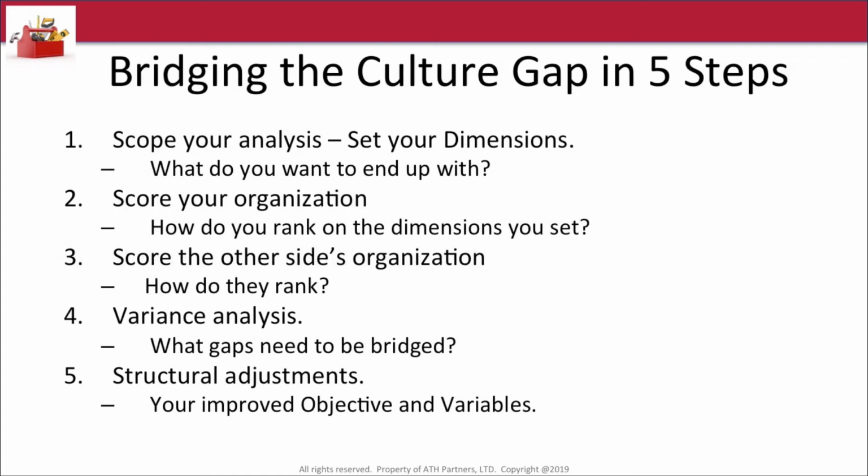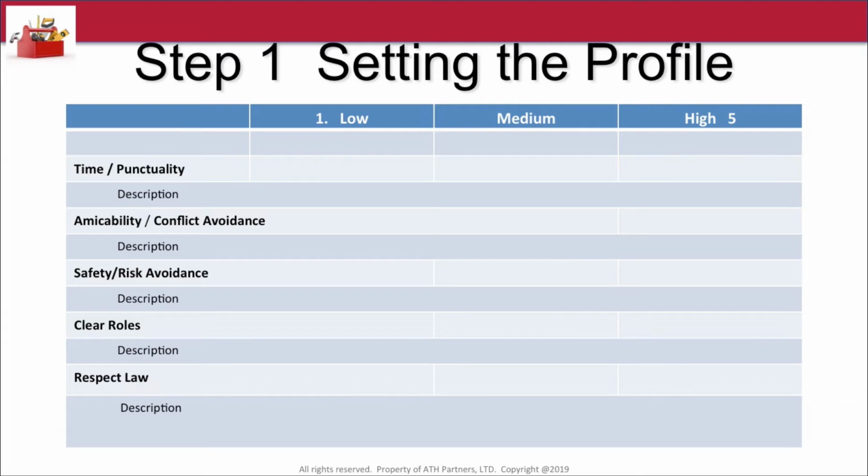So we're going to do this in 5 steps. We're going to start by scoping your analysis, which just means setting your dimensions. And I give you a basic starter kit of dimensions, which will look very familiar because I pretty much adapted the Hofstede method that we used a little bit earlier. So the first dimension we're going to talk about is time. Then we're going to talk about conflict avoidance or amicability. Then we'll talk about safety. Then we'll look at the power of internal roles and positions, and we'll look at your relationship to external regulators and institutions. So the first thing we're going to do is set your dimensions.